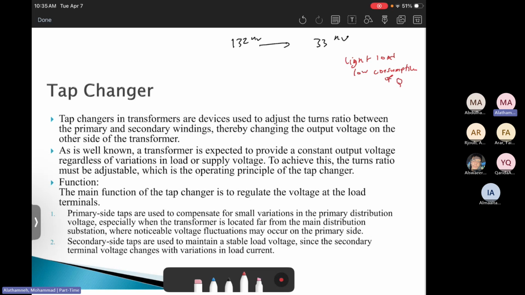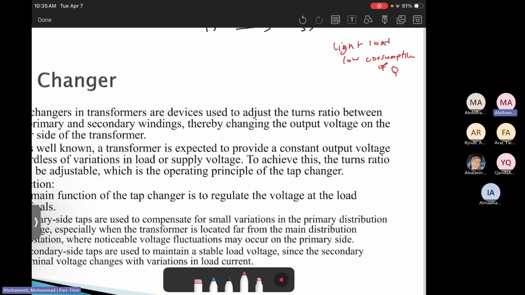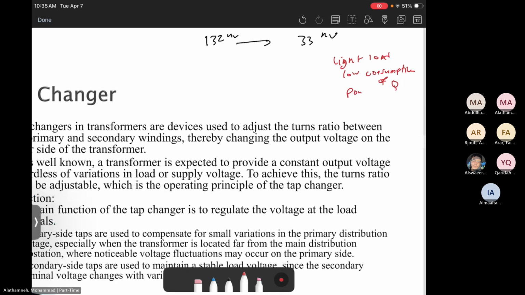Since there is a low consumption of reactive power, the power line will be capacitive. Since it's capacitive, it will cause the Ferranti effect, which is basically that 33 kilovolts will no longer be 33; it will be 34 kilovolts, or sometimes 34.5 kilovolts. Therefore, this is a very high value. We need to reduce it.